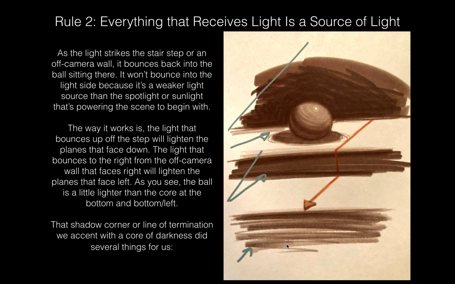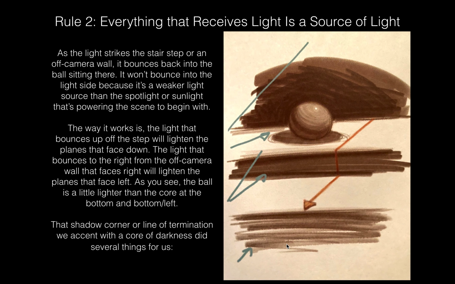So this is when we start talking about reflected light. As the light strikes the stair step, or an off-camera wall, it bounces back onto the ball sitting there. It won't bounce onto the light side because it's a weaker light source than the spotlight or sunlight that's powering the scene to begin with. The light that bounces up off the step will lighten the planes that face down. The light that bounces to the right off the camera that faces right will lighten the plane that faces left. So as you see, the ball is a little lighter than the core at the bottom and the bottom left. So you can see that little bit of reflected light there.